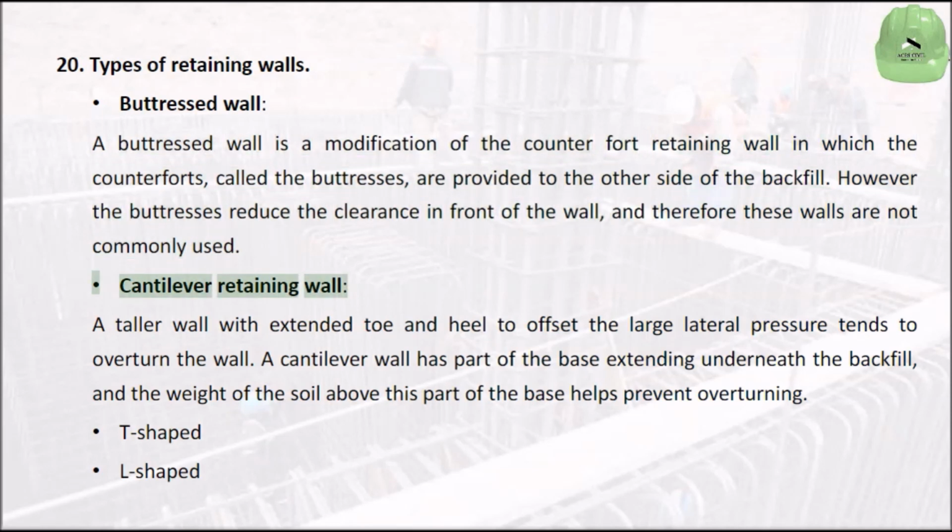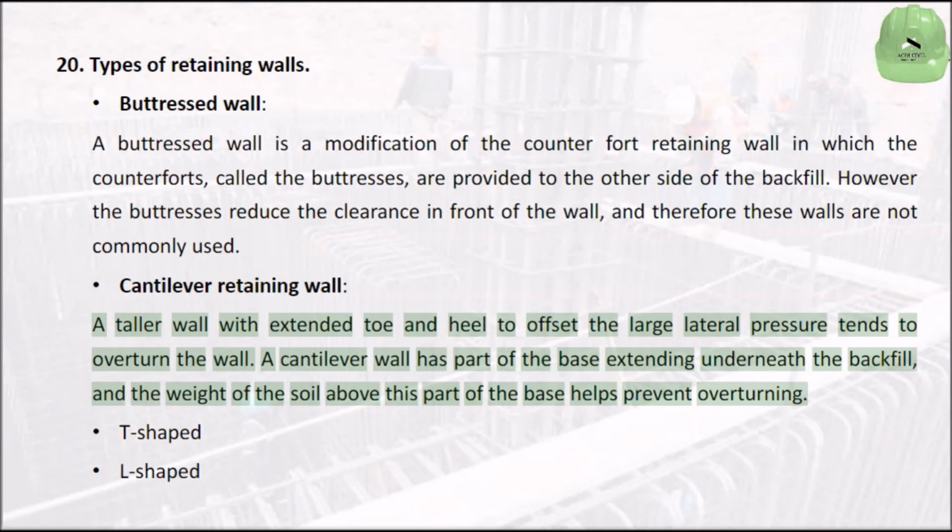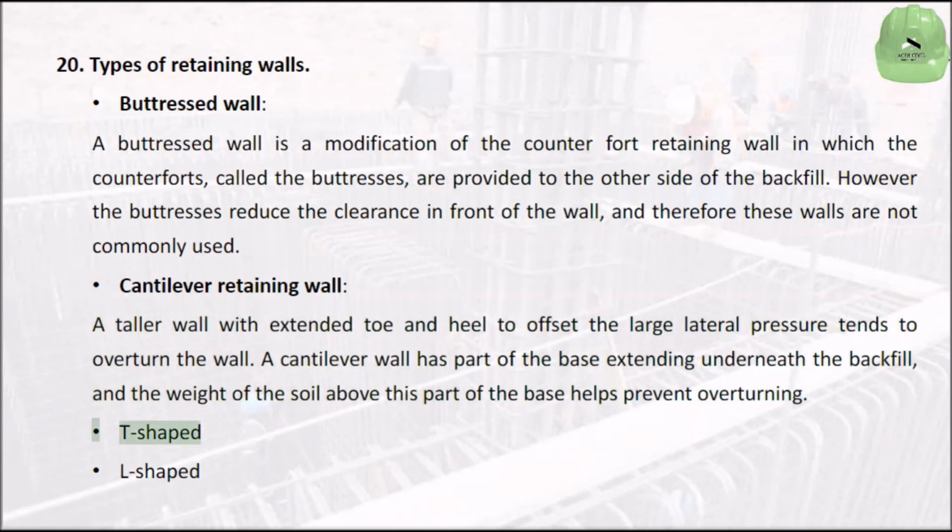Cantilever retaining wall. A taller wall with extended toe and heel to offset the large lateral pressure that tends to overturn the wall. A cantilever wall has part of the base extending underneath the backfill, and the weight of the soil above this part of the base helps prevent overturning. T-shaped. L-shaped.